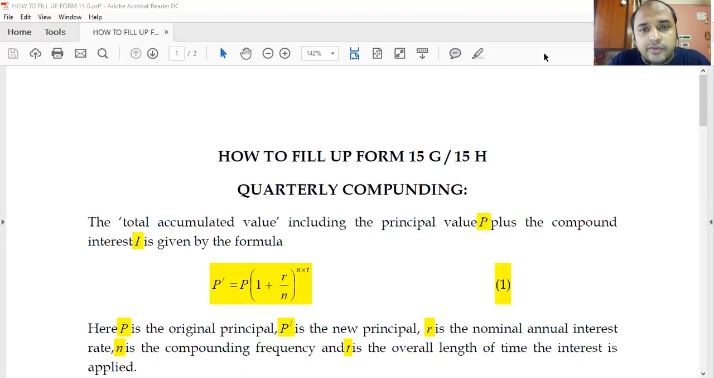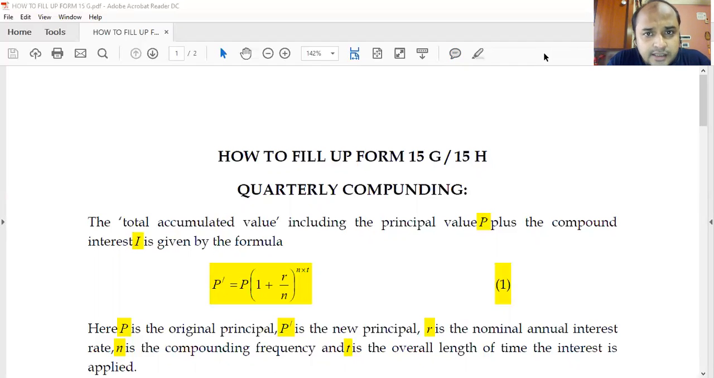Now there are so many videos on YouTube which tell you how to fill up the 15G or 15H form. I'm not going into the details of that because most of the parts of that particular form are known to us, but there are some important sections which sometimes are not clear to us, which I'm going to discuss today.